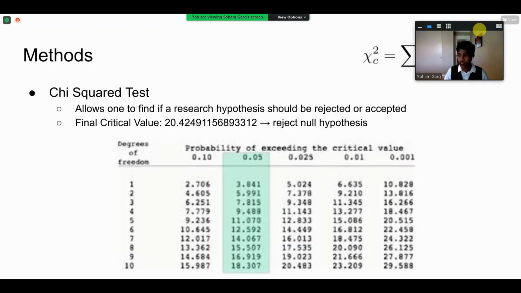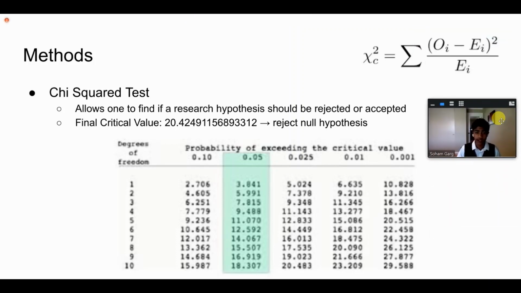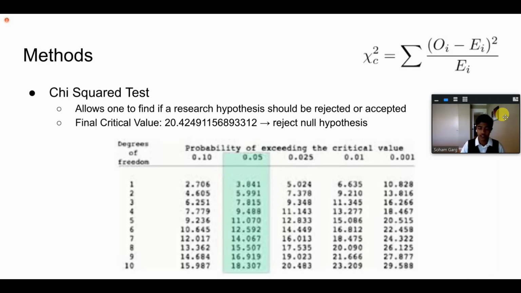In our test, we had 5 races, ergo we had a degree of freedom of 4. The probability highlighted in green is 0.05. That's the standard of chi-squared probability that we should use, and the critical value is 9.488 with a degree of freedom of 4.